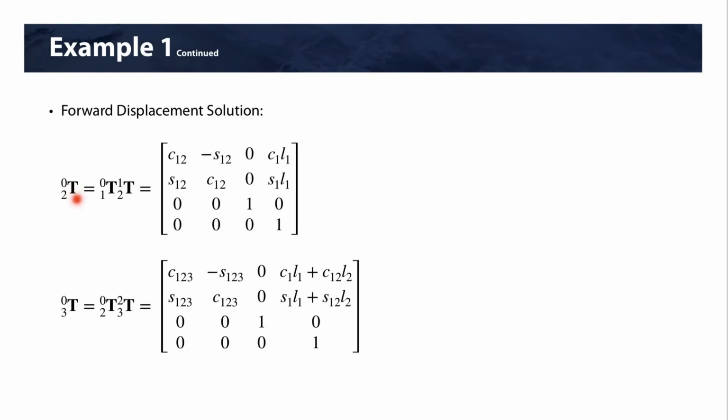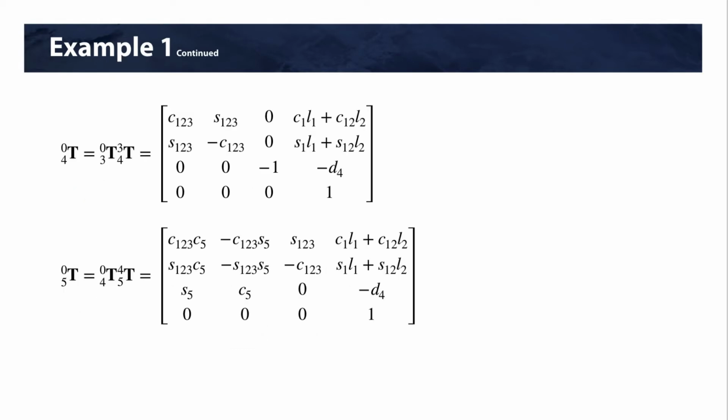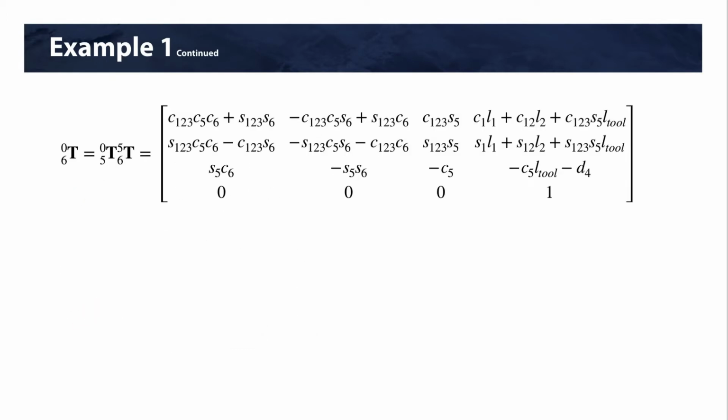For joint 2, we'll get it from T02. For joint 3, we'll get it from T03, and so on. So we need to have all of these. These are the first two. Here's T04, here's T05, and lastly here's T06, which is our full forward displacement solution.